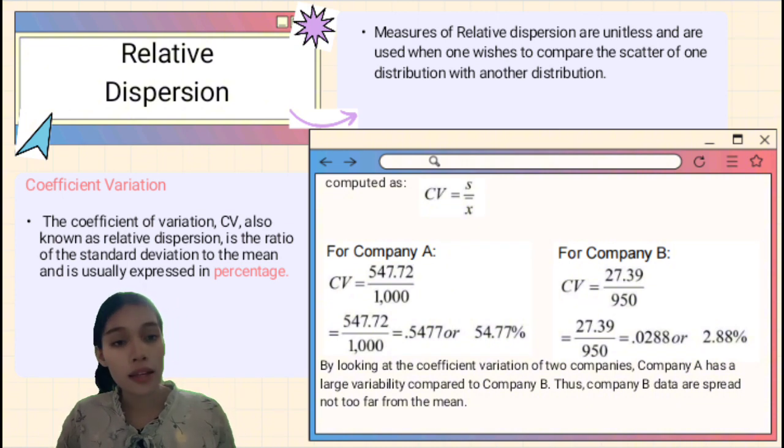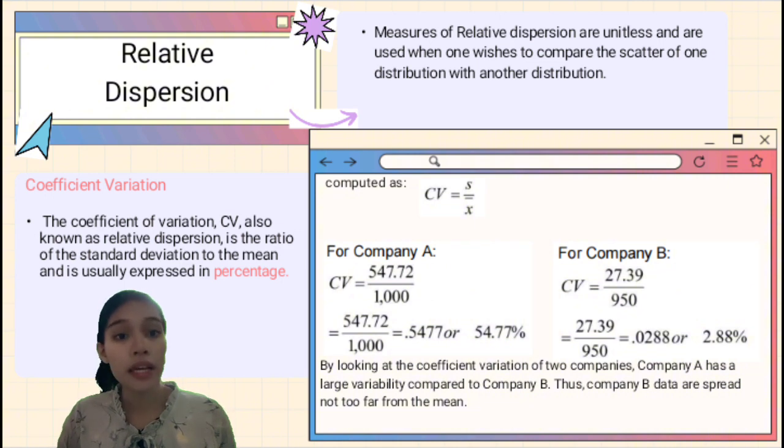So what is the formula for CV? It is computed as CV is equal to S divided by the sample mean. The S is the standard deviation. So we need to divide it by the sample mean.